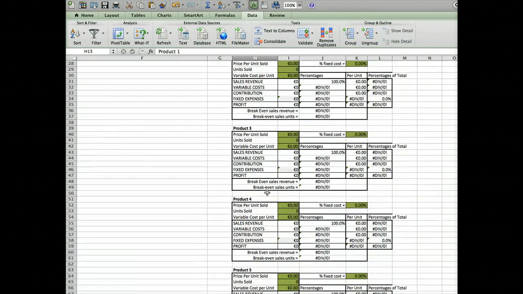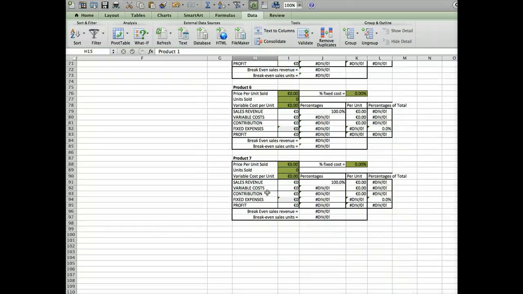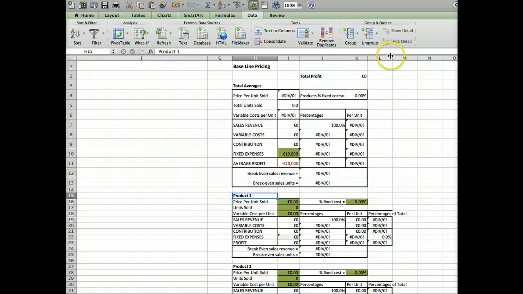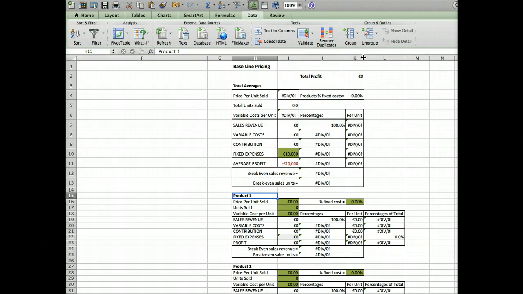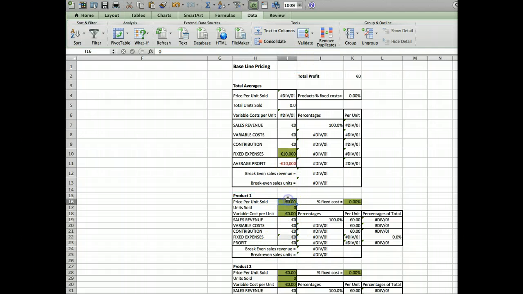Product 1, 2, 3, 4, 5, and I've only done up to 7 on this model, but you can model a lot more products if you happen to have more. And then what I'm going to do is work my way down. So say I have the original product, say it's a loss leader, I'm selling it for 49 euros.